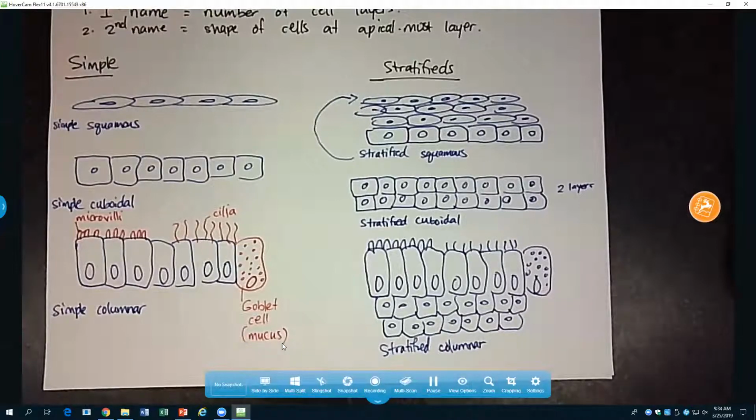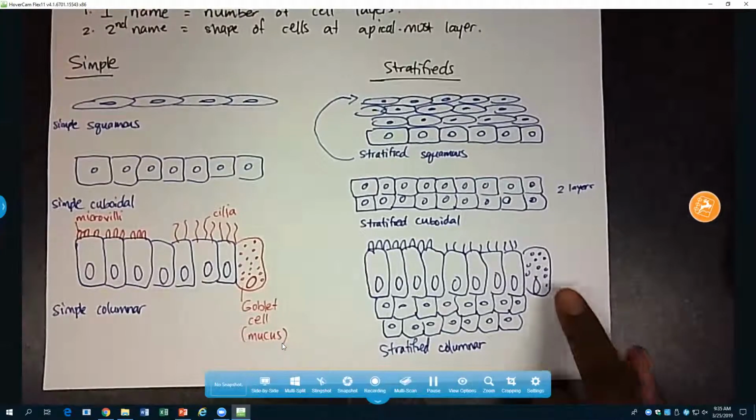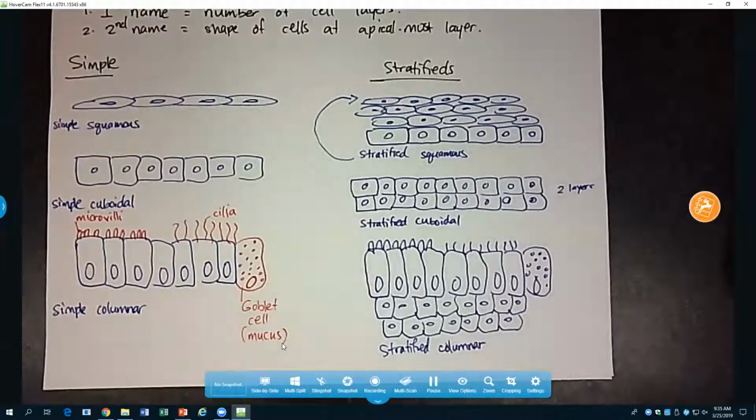Question? Does the goblet cell have cuboidal cells? No. Okay. No, the goblet cell is going to be at the topmost layer with the columnar cells.